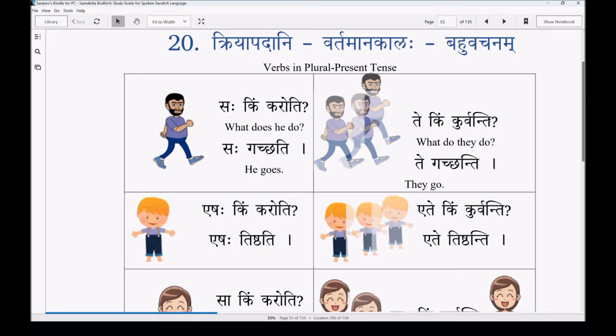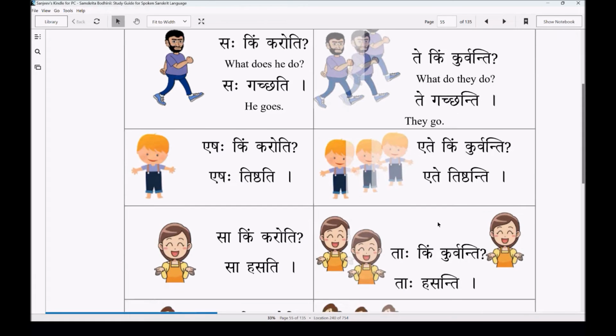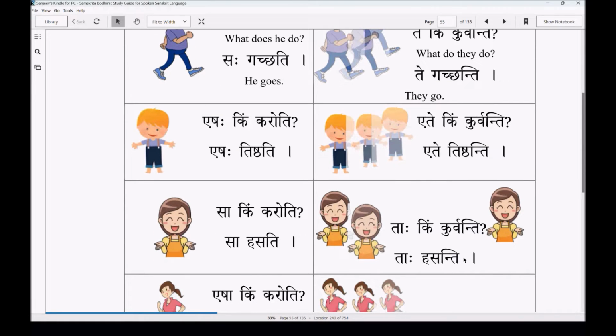Te kim kurvanti. Kurvanti is the Bahuvachana verb form. Karoti is the Ekavachana form. Kurvanti is the Bahuvachana form. Te kim kurvanti, what do they do? Te gacchanti. Eshah kim karoti, eshah tishtati. Ete kim kurvanti, ete tishtanti. Tishtati becomes tishtanti, gacchati becomes gacchanti. Same, hasati becomes hasanti.